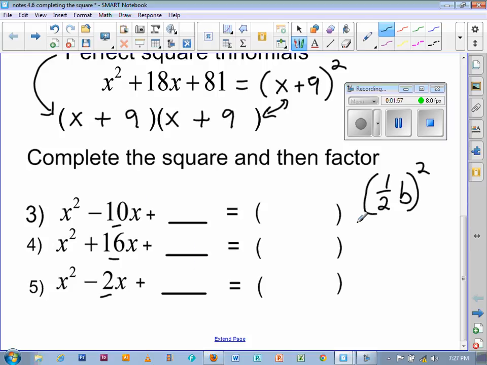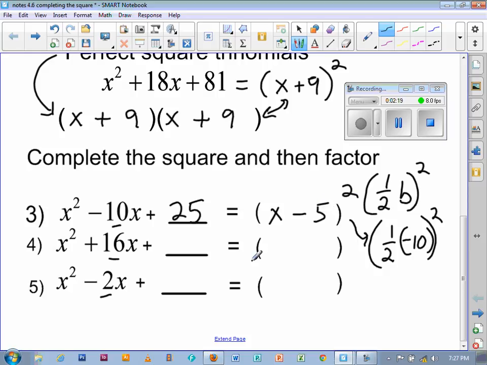So if I do that number 3, I take half of negative 10, and if I square it, that becomes 25. I call that completing the square, because that turns this into a perfect square trinomial, which can be factored to x minus 5 squared. And that pattern continues. If we take half of 16, that is 8, squared is 64. And then you can easily factor it. You end up with x plus 8 squared.